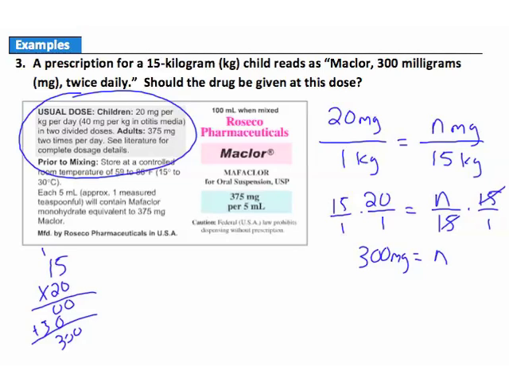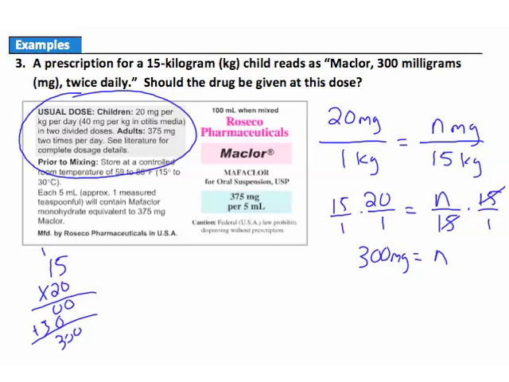Now notice in the usual dose it says that this 300 milligrams should be given in divided doses, which means we would split this 300 milligrams maybe into 100 and 200, or most likely probably 150 and 150 milligrams. Now let's compare that back to this prescription we had.